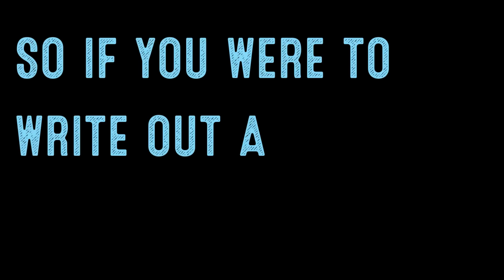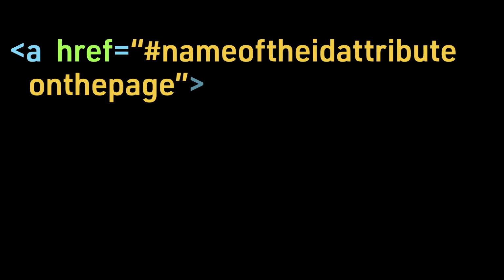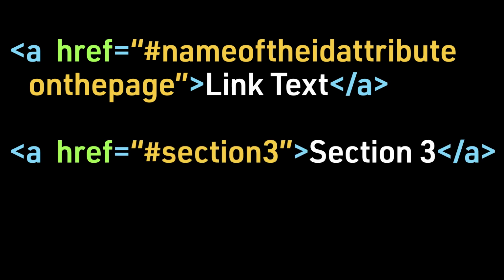So if you were to write out a link to go to another section further down the page, you would follow this convention: href equals hashtag, name of the ID attribute on the page in quotation marks, link text, a closing tag. href hashtag section 3 in quotation marks, section 3, a closing tag. The example would move you to section 3 when you hit the link text.